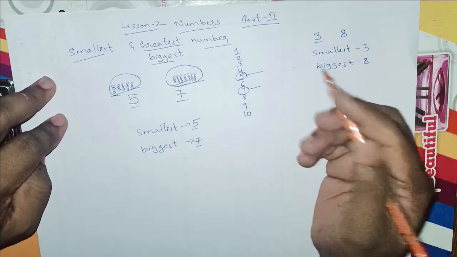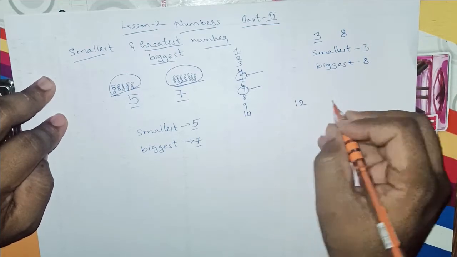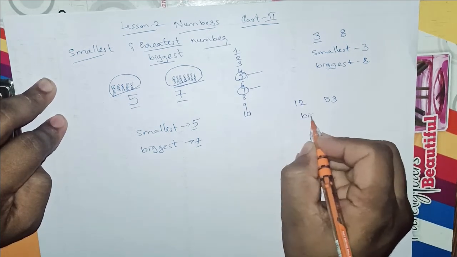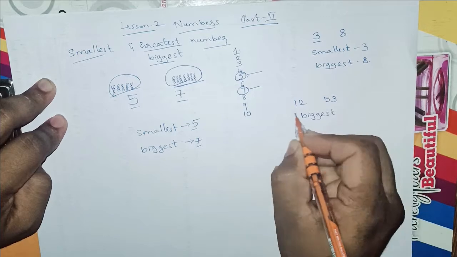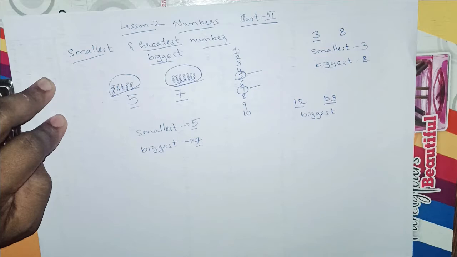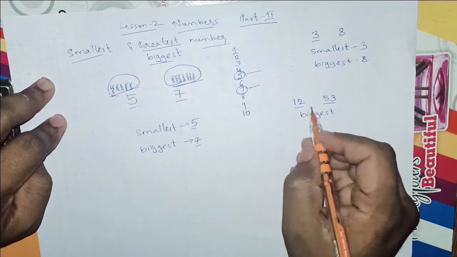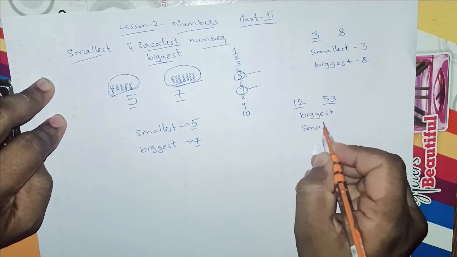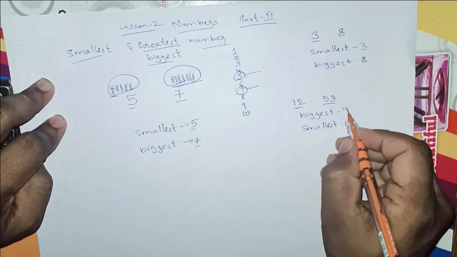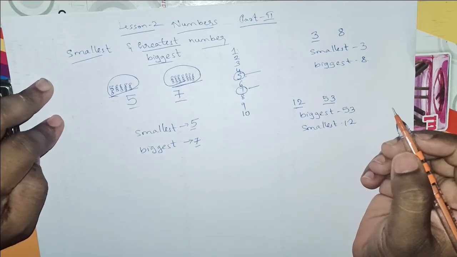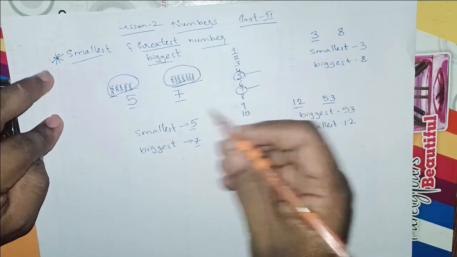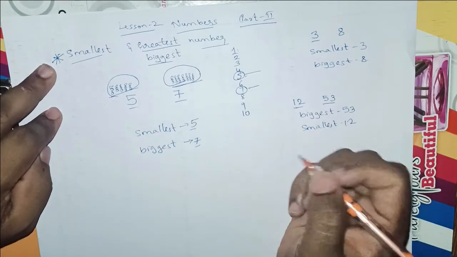Consider two digits now, like 12 and 53. Which is the biggest one here? In the numbers, which number will come first? First comes 12, so that will be the smallest. And 53 comes next, so that will be the biggest. Understood? This is what you have to remember for smallest and greatest. We will also solve textbook problems later.